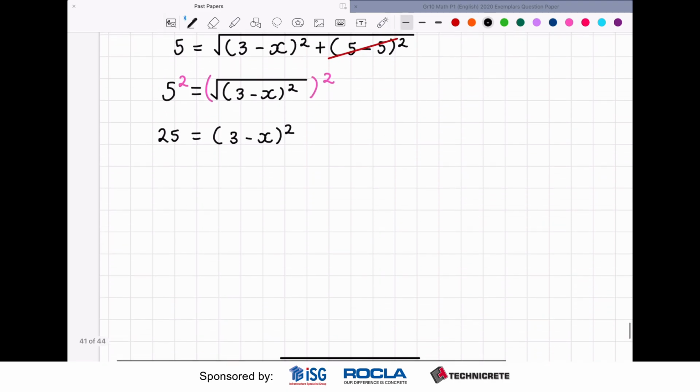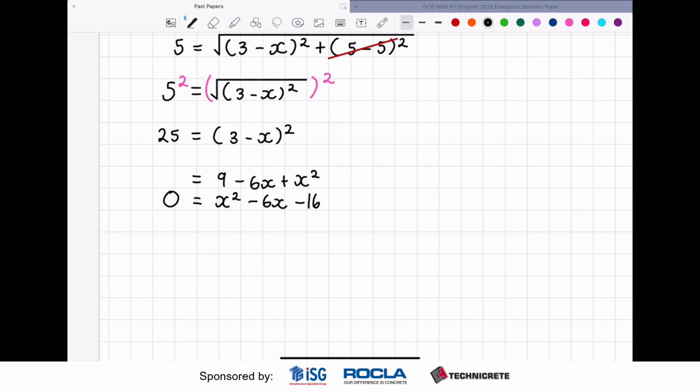Then I'm just going to expand this bracket, and I'm going to have 9 minus 6x plus x squared is equal to 25. Then I can take 25 to the other side, and I'm going to have 9 minus 25, which is negative 16. So just rearranging this, I've got x squared minus 6x, 9 minus 25 is negative 16. And now this is equal to 0.